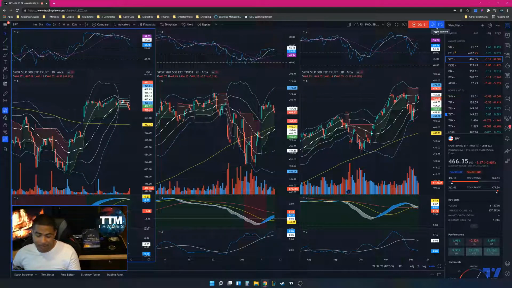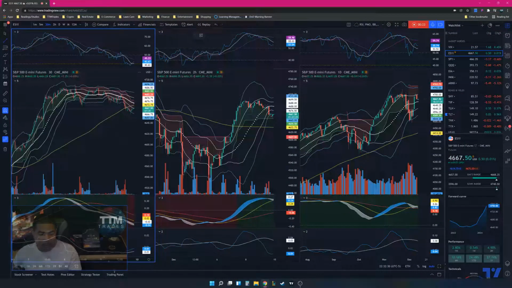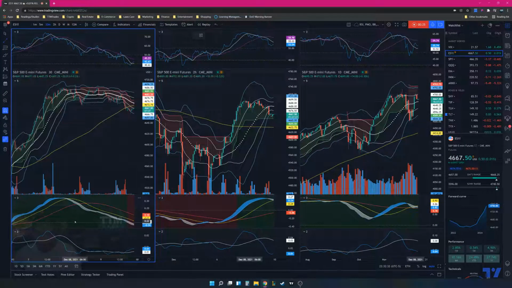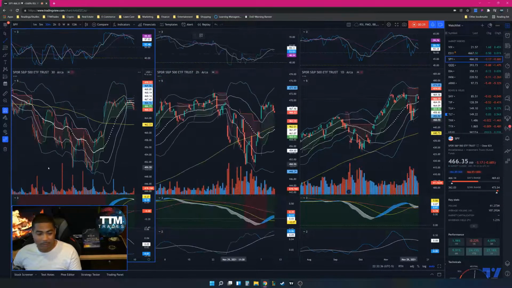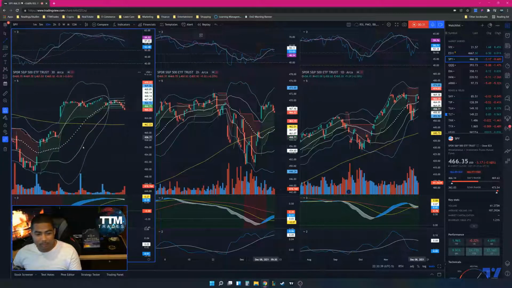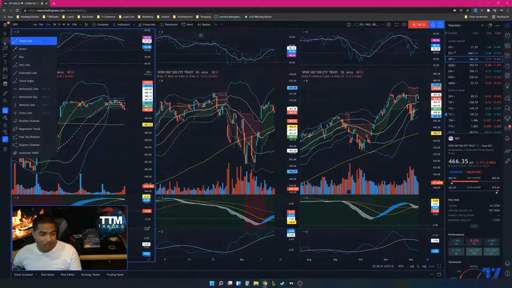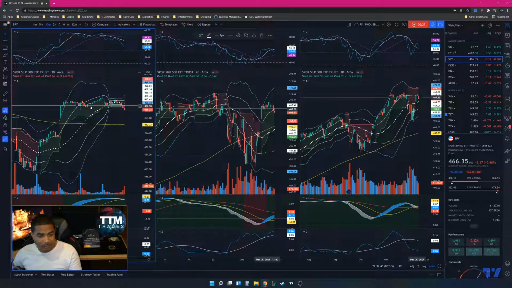I pretty much called this in the last video. We said that the 30-minute chart on the futures market was starting to trend downwards, as you can see here. And I stated that with the 30-minute chart trending downwards like that, you would see the price action consolidate between 467 and 469. And that's exactly what we've been doing.